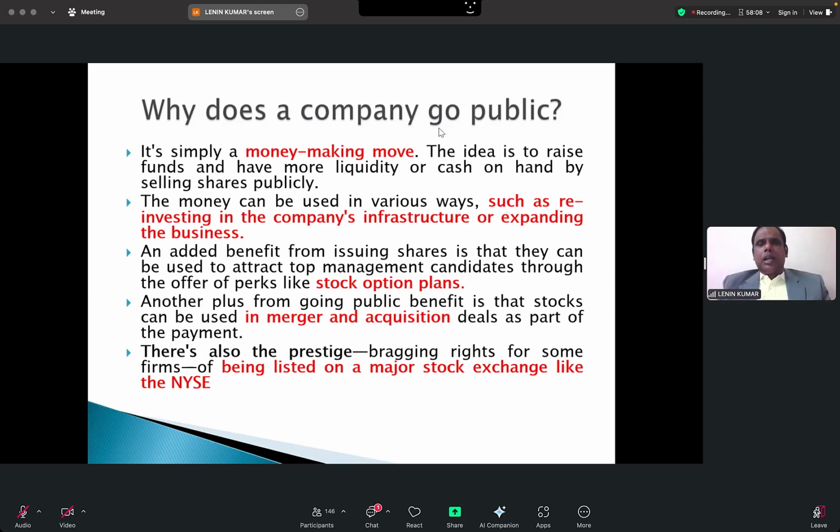Third one, an added benefit from issuing shares is that they can be used to attract top management candidates through the offer of perks like stock option plans. See, the first two major things: the first one is the money making attempt, and the second one is the different reasons for which they want money. That I have also mentioned.